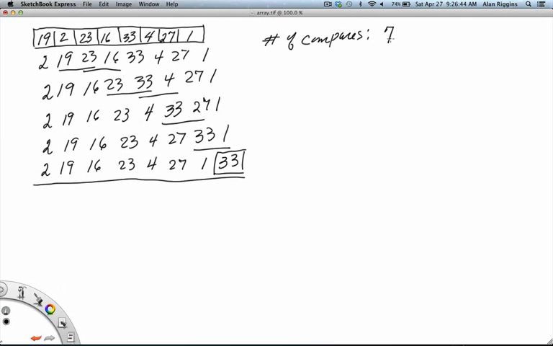All right, obviously the array is not in sorted order, though the largest element in the array is now at the end. So we have to go again. So we go again and we compare the 2 and the 19, and they're fine. We compare the 19 and the 16, and they're not fine. They're out of order. We must swap them. So we have 2, 16, 19, 23, 4, 27, 1, and then the 33. And this part of the array is sorted.